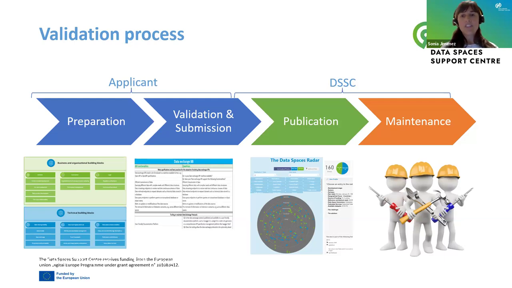We are in charge of publishing this, but we're also in charge of the maintenance. This is an important point because we will have new versions of the blueprint. That means we will update specifications. We need to make sure that all the self-assessments comply with the latest version of the blueprint, and we also need to make sure that in the toolbox you are able to find to which blueprint version this implementation is compliant. So this is on the DSSC side. We will be in charge of this roadmap and the maintenance of the validation scheme.